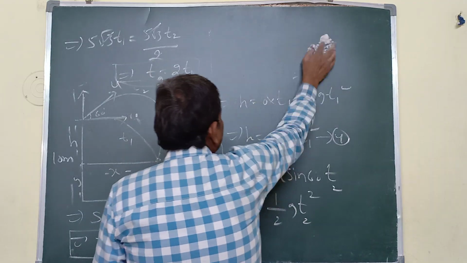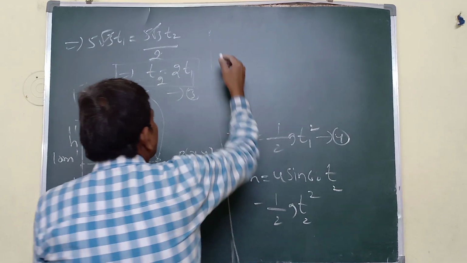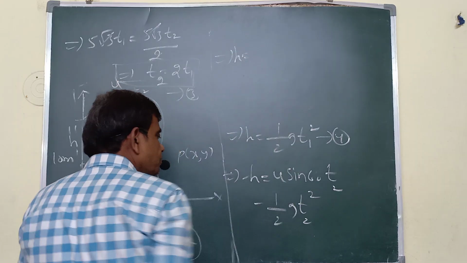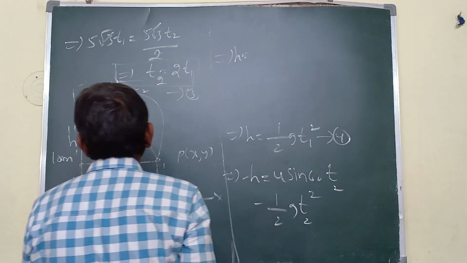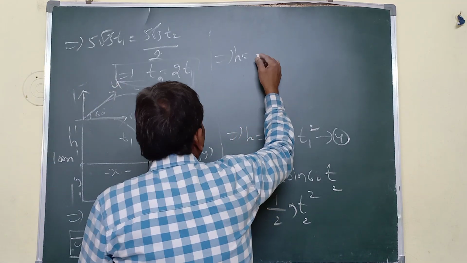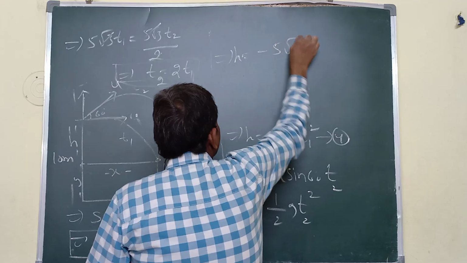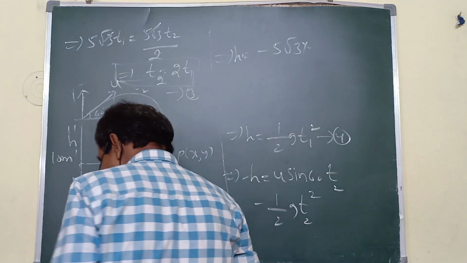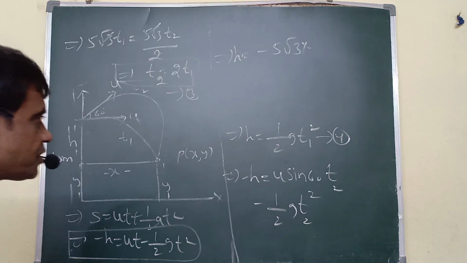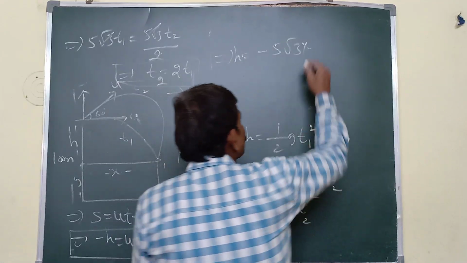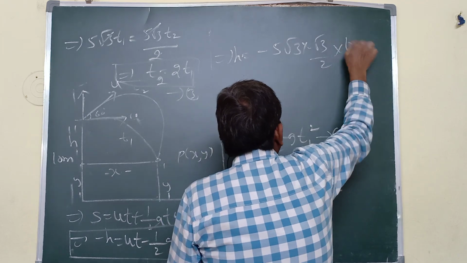H equals to, this implies H equals to u value. What is the u value? 5 root 3, already given. What is the u value? This minus, going this side. So minus 5 root 3 into sin 60. What is the sin 60 value? Sin 60 is root 3 by 2. Root 3 by 2 into T2.